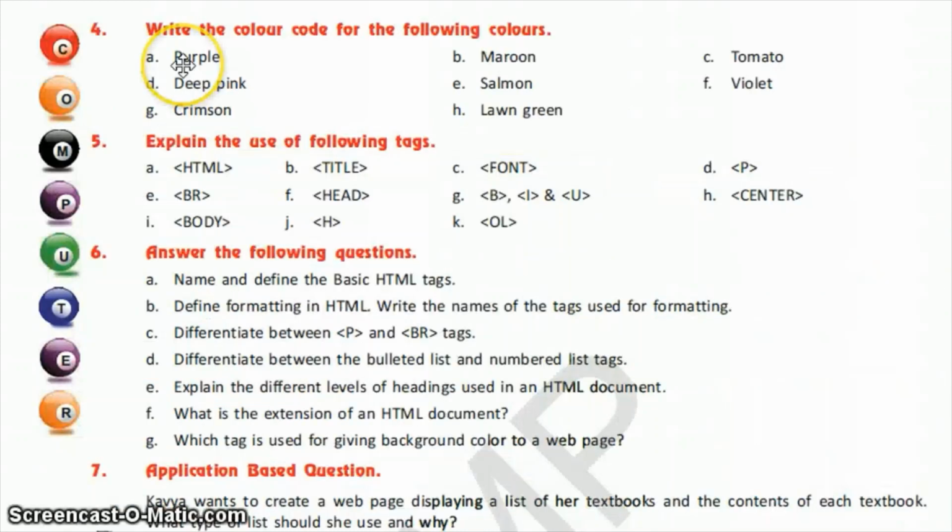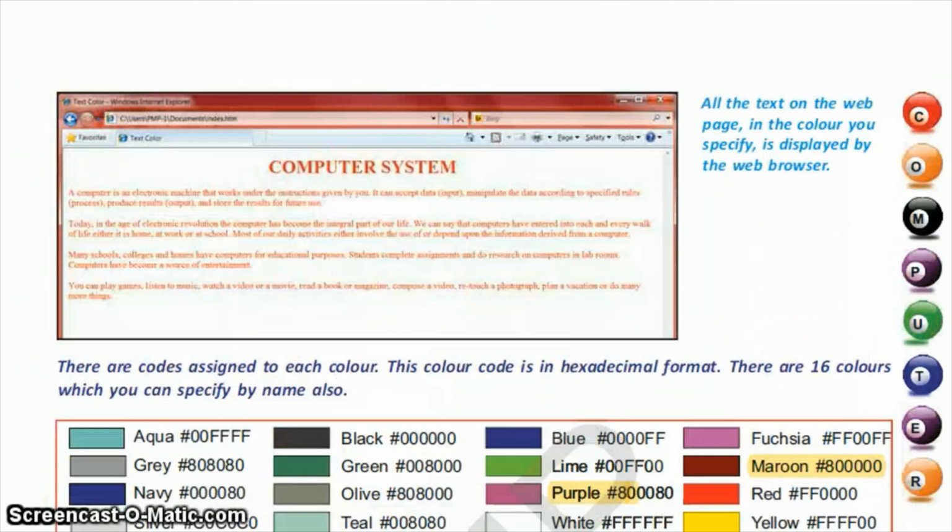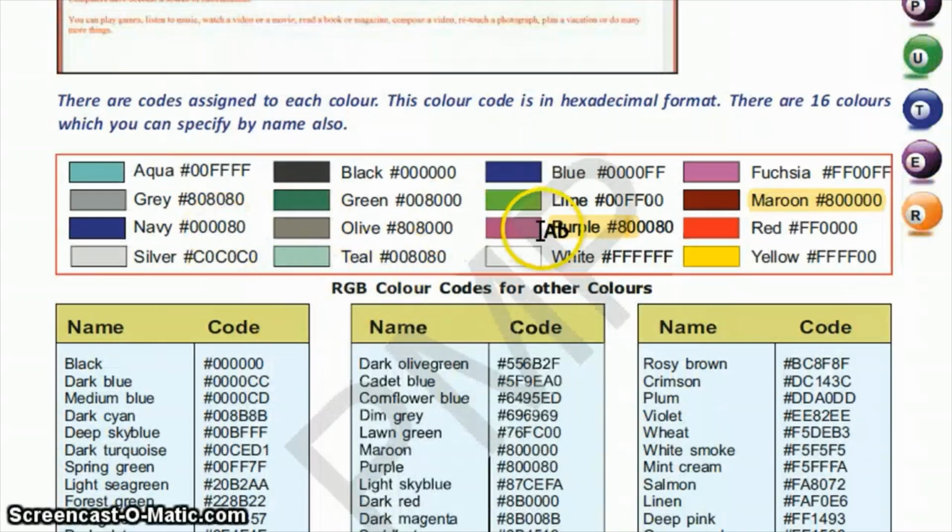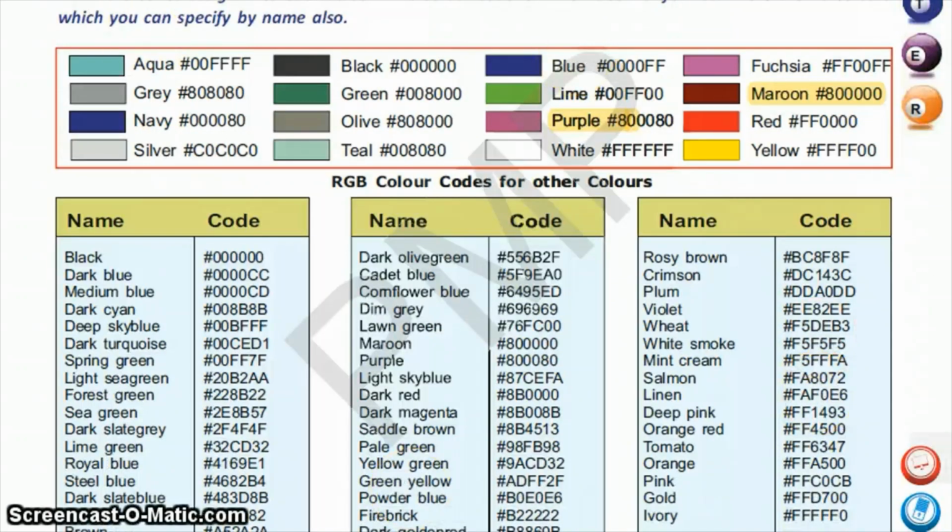definitions. Question number 4 is write the color code for the following colors. So students, on page number 89 we have all the color codes given. So first one is purple. For purple you have to look for purple and find out the color code. The color code will be #800080. Similarly for maroon it is #800000. Then for tomato you have to search from here. Here tomato is written #FF6347. So you all have to find out the color code from this table.